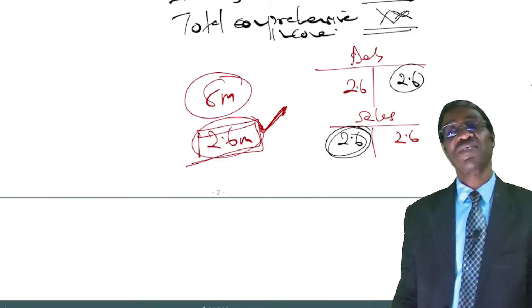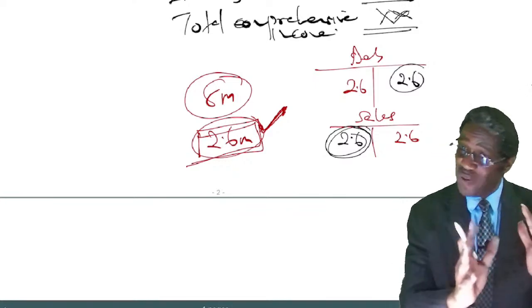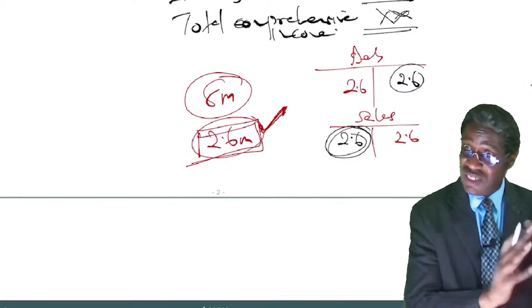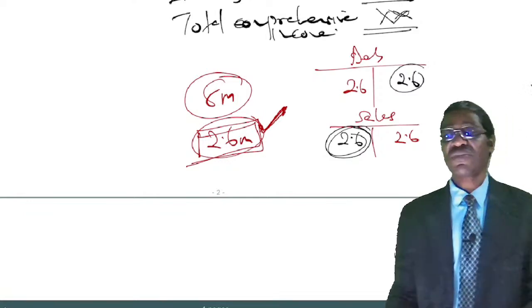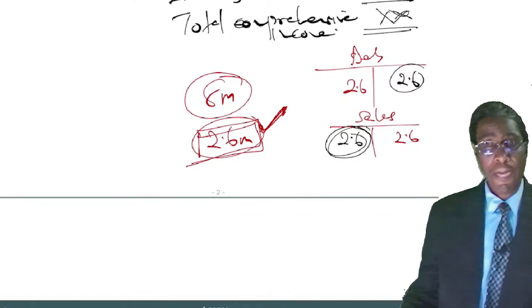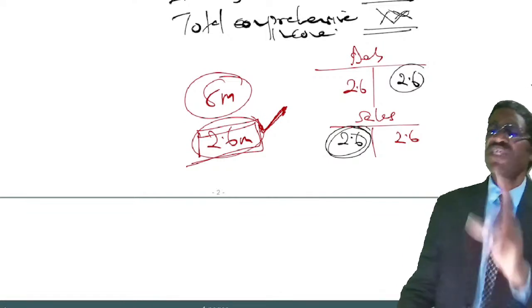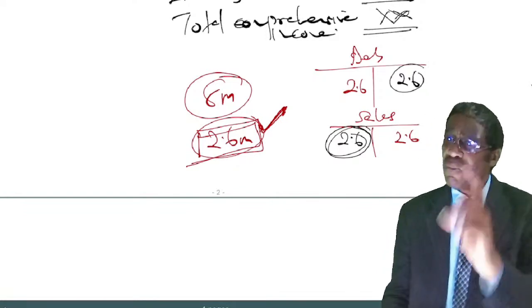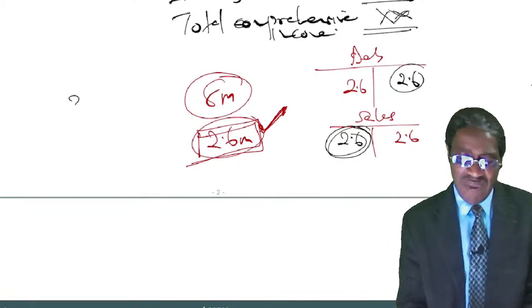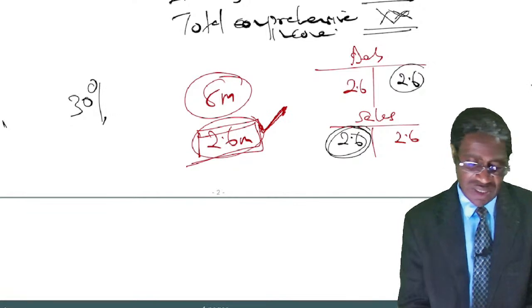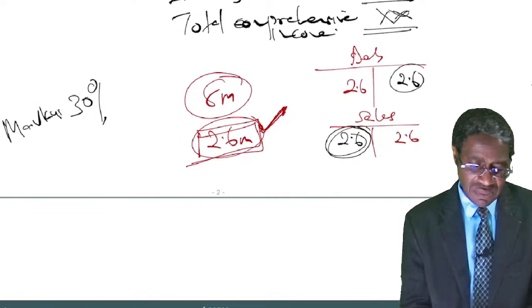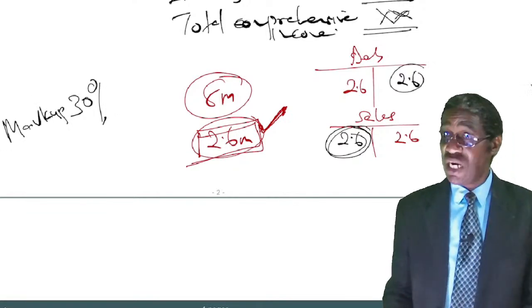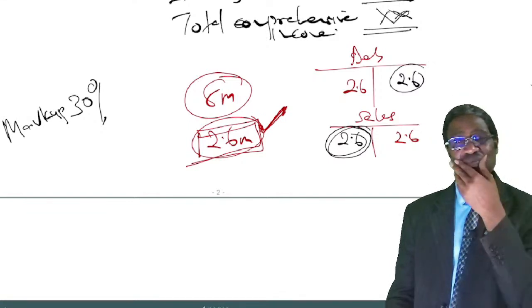2.6. Good. So that's one part of the issue. Listen to the second one. That part was a bit tricky. Every time you sell goods to your customers, you normally sell them at a markup of 30%.